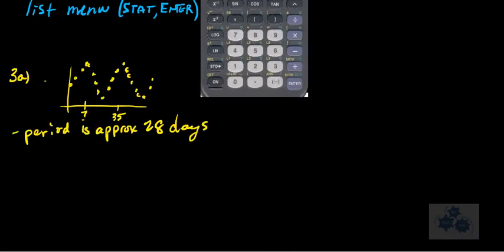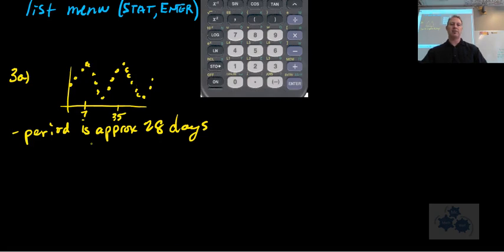Okay, so that's what your A might look like here. There's a bit of a sketch of the graph. The period's approximately 28 days, and how'd you get that? Well, we went from the top of the crest here to the next crest. The difference is 28. Okay?